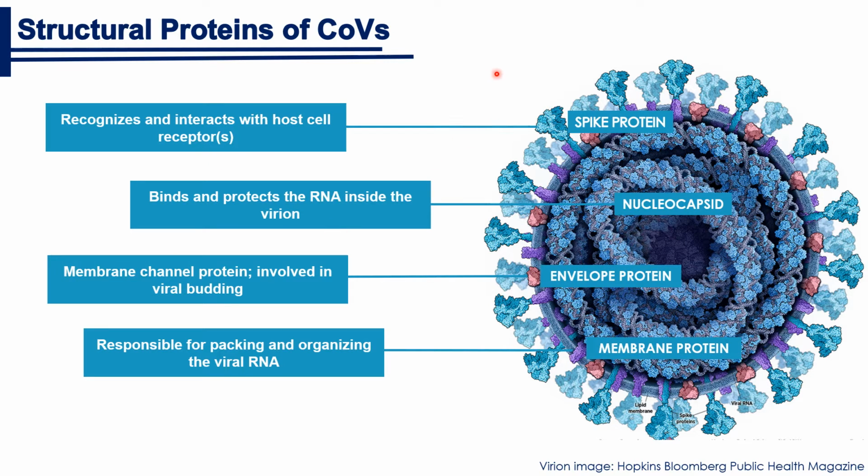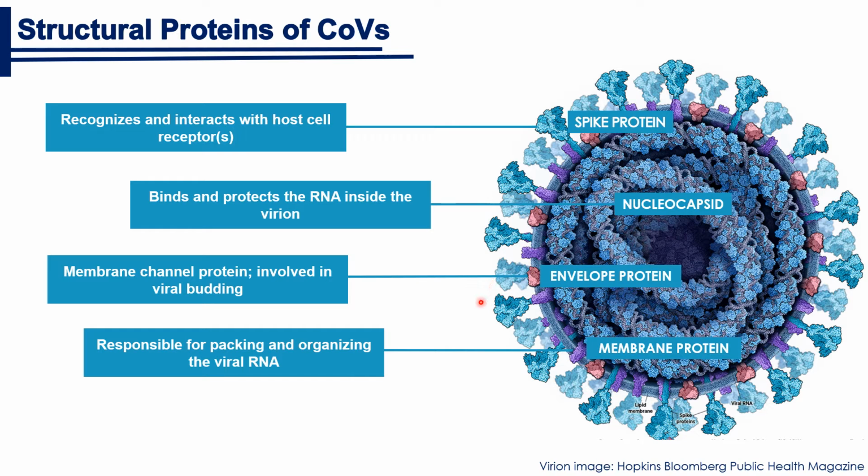I'll quickly go through the other structural proteins of coronaviruses. As I've already mentioned, the spike protein recognizes and interacts with the host cell receptor. The nucleocapsid binds and protects the RNA inside the virion. The envelope protein, or the E protein, is a membrane channel protein, and it is involved in viral budding. The membrane protein, or the M protein, is responsible for packing and organizing the viral RNA.